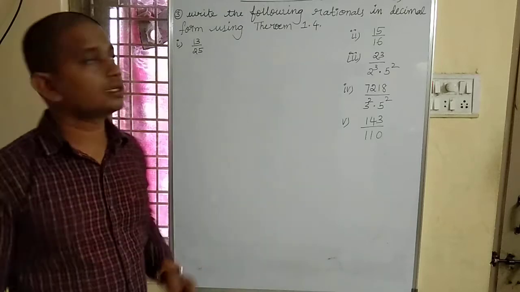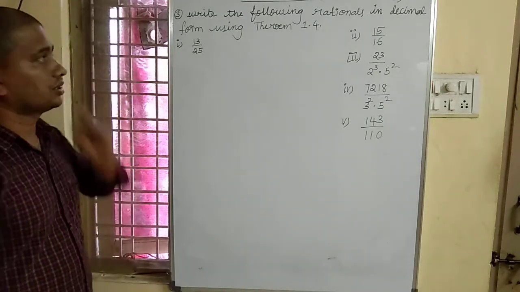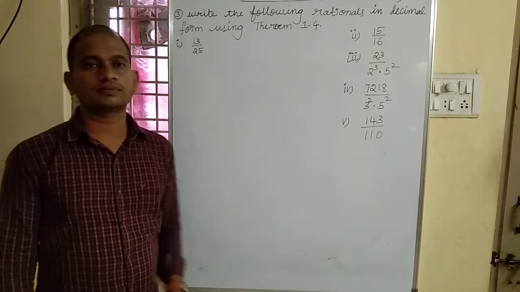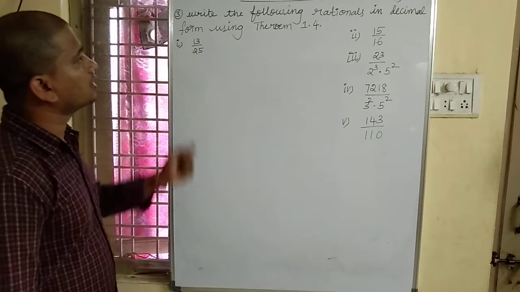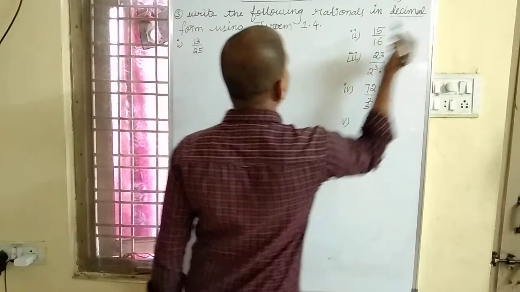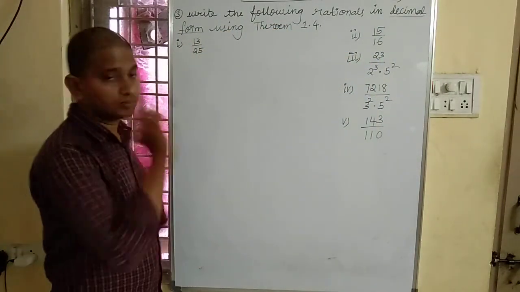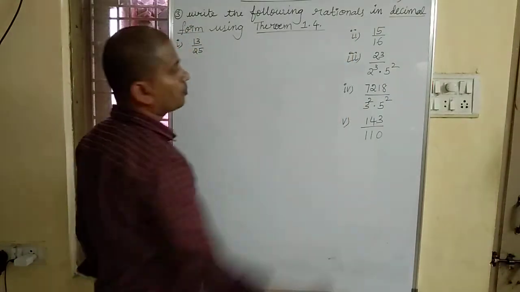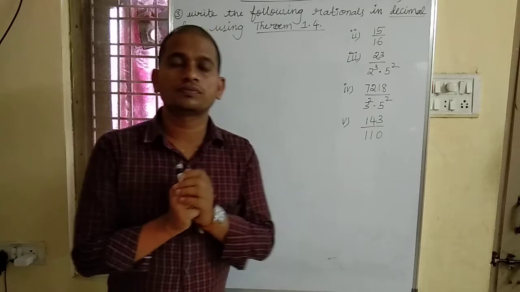In today's session, chapter number 1, exercise 1.3, third question. We'll discuss the third question. What is the third question? Write the following rationals in decimal form using theorem 1.4. Actually, what is theorem 1.4?